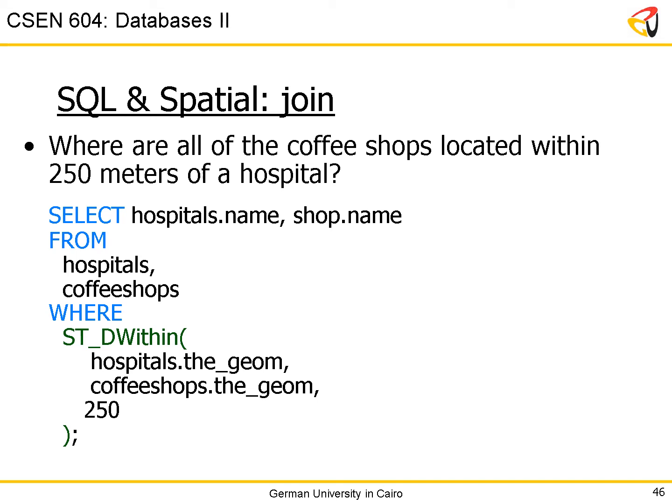Now you see here my joining condition is the within function, because it's returning true or false based on whether a specific hospital and a specific coffee shop are within 250 meters from each other. So this is an example of doing a spatial join.